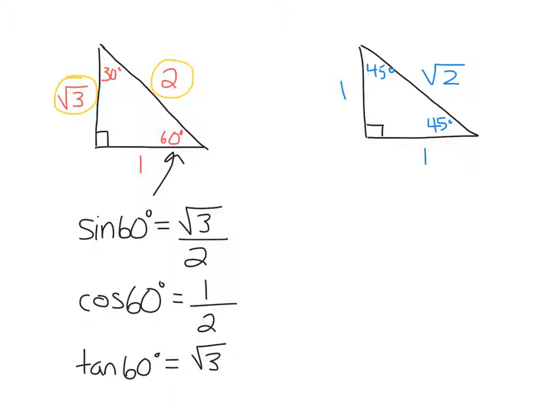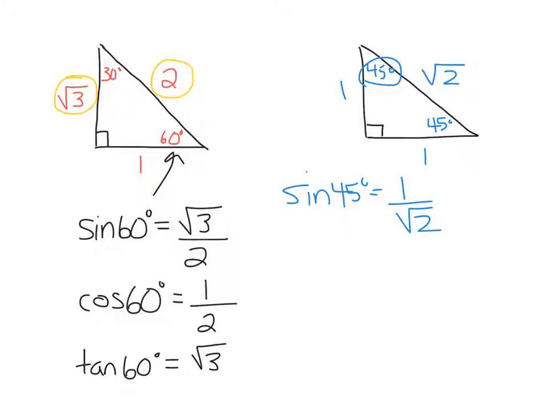I could also use these triangles to find sine, cos, and tan of 30, and sine, cos, and tan of 45. So we'll just do a couple more random examples. Say we wanted to find the sine of 45 degrees. If we picked any 45-degree angle, opposite over hypotenuse would be 1 over root 2.